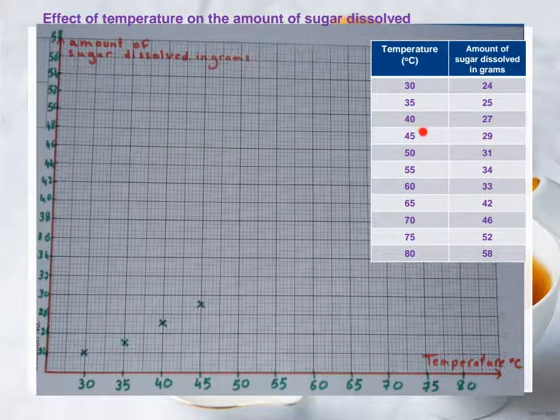At 45 degrees Celsius, the amount of sugar dissolved is 29 grams. So from 45 degrees Celsius, I'll go up until I reach 29. 29 is between 28 and 30. So I'll go up from 45 until reaching 29 and I'll put an X.